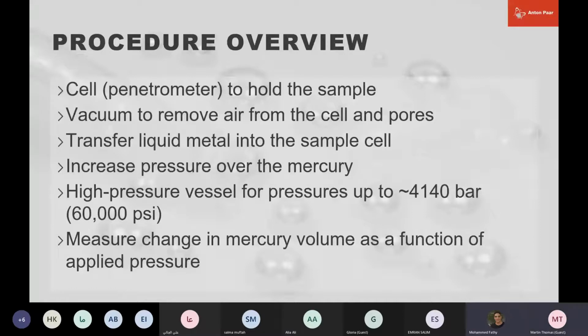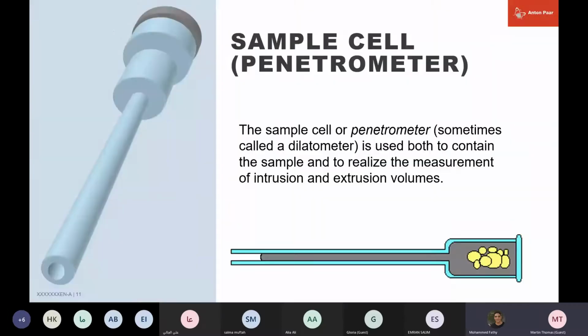So what is a sample cell, this penetrometer? It's a glass sample holder that has a wide portion at the top to accommodate your sample and a capillary stem. And this capillary stem becomes the measurement capability of the instrument. It's along this capillary that starts out filled with mercury, along which the instrument can measure how much mercury moves into the pores of the sample. You'll be able to see a real sample cell later on when I move over to videoing the equipment.